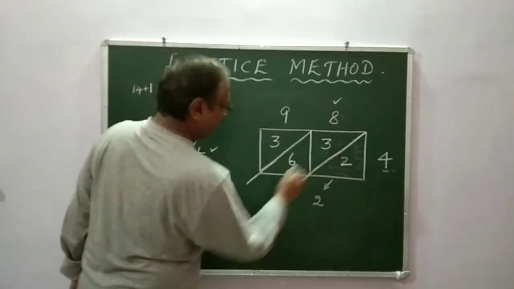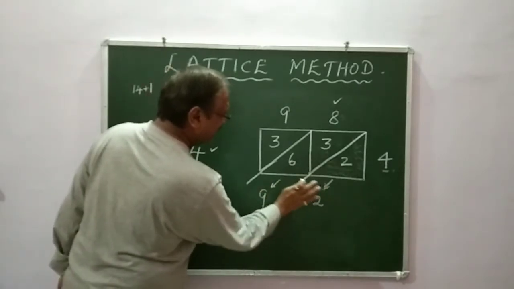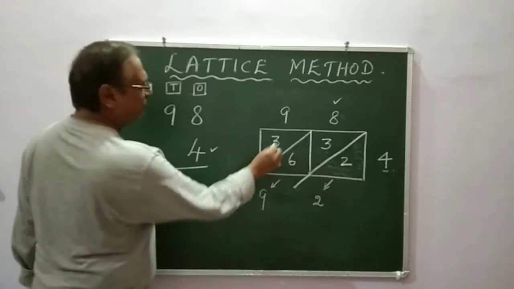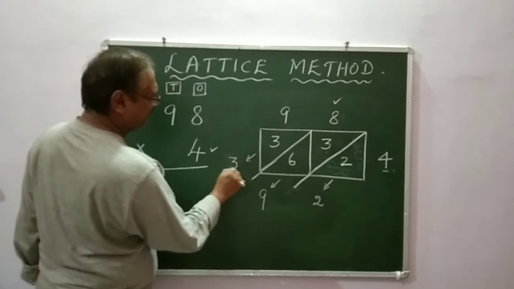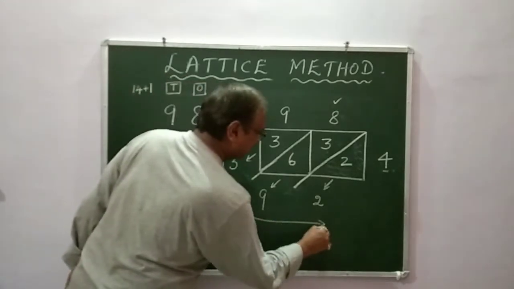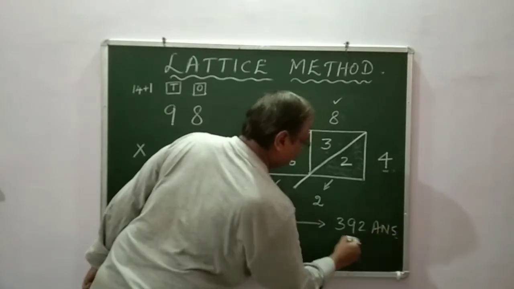Now, add these 2. 6 plus 3, that is 9. Write this here. Now, again, what is here? It is only 3 here. Write this 3 here. And my answer is 392. This is my answer.